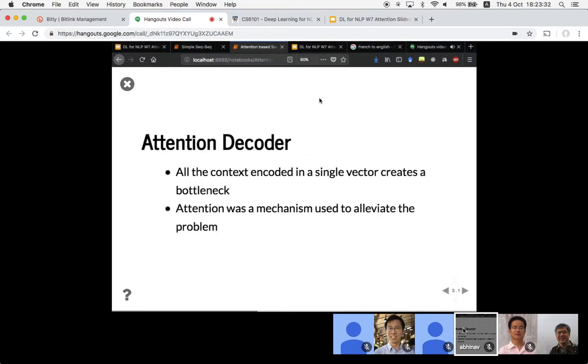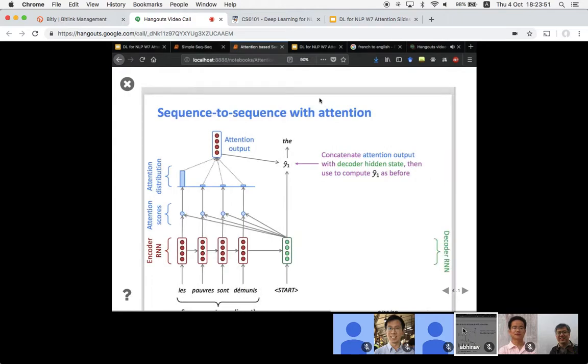So why did the attention decoder come into place? Like we saw in the previous classes, the sequence-to-sequence neural networks encode all the information into a single vector. But this creates a bottleneck. Attention was a mechanism which was used to alleviate this problem. So this is from the previous class slide.